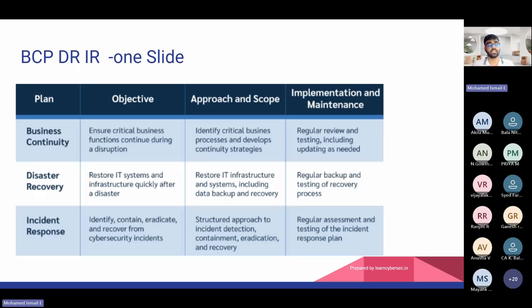So business continuity is to ensure critical business functions continue during a disruption. That disruption could be natural disasters or man-made disasters or any cybersecurity incidents. So the business continuity plan must be planned ahead. Then disaster recovery. Disaster recovery always talks about IT systems, and how fast I can recover the process back.